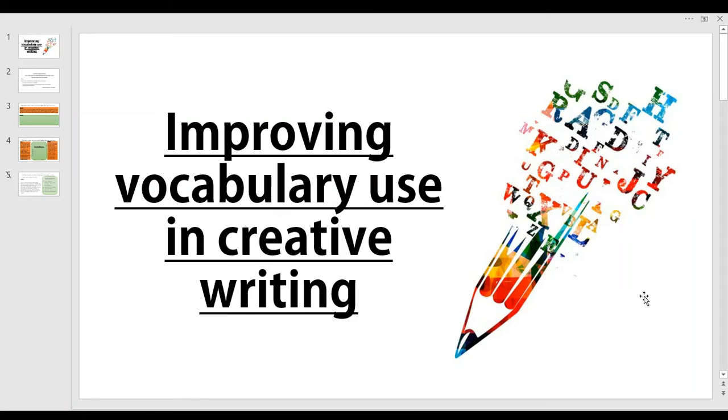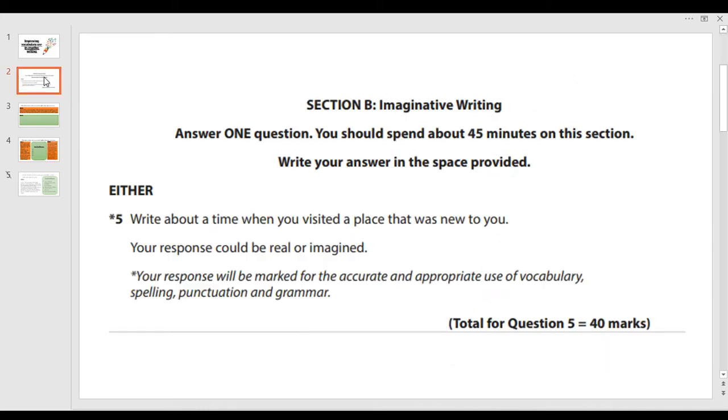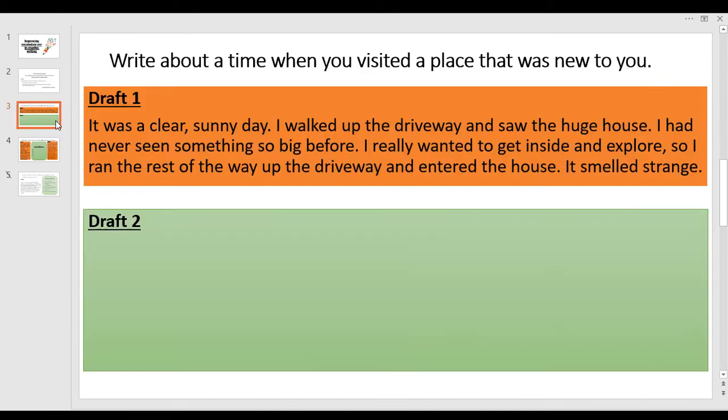Okay, so in this session, we're going to look at improving vocabulary use in creative writing. If we look at a typical style of creative writing question, write about a time when you visited a place that was new to you. This is going to be the stimulus for today's short activity. First of all, I'm going to share with you a draft that I have prepared previously in response to the stimulus, write about a time when you visited a place that was new to you.